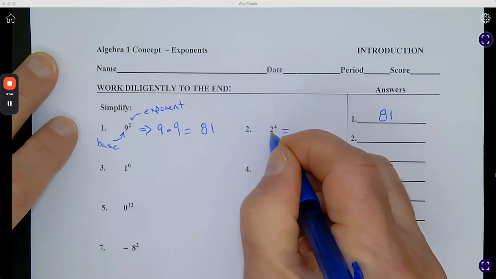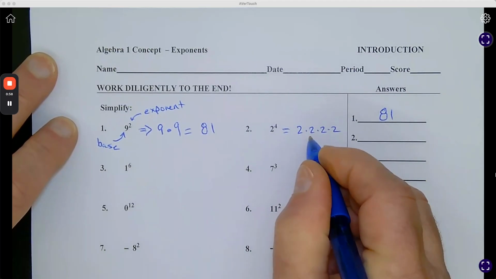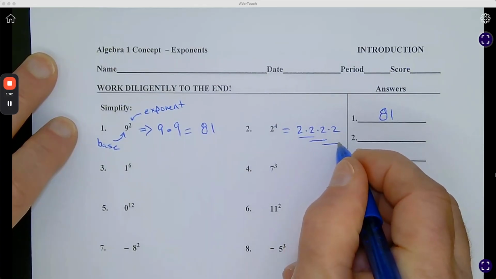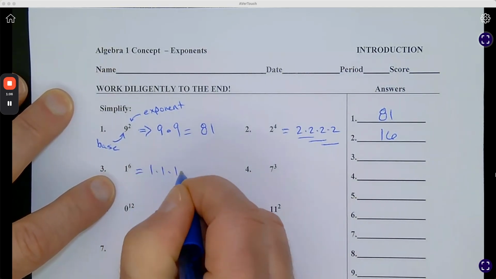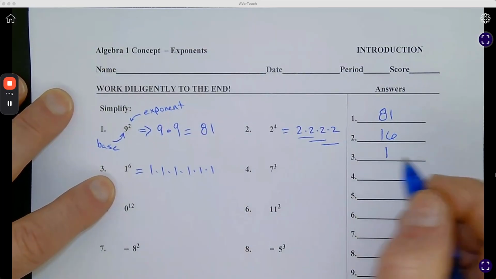My base is 2, exponent is 4. 2 times 2 is 4. 4 times 2 is 8. 8 times 2, 16. Let's go. 1 to the 6th power means I'm going to multiply 1 by itself 6 times. 1 times 1 times 1 times 1 times 1 is 1.